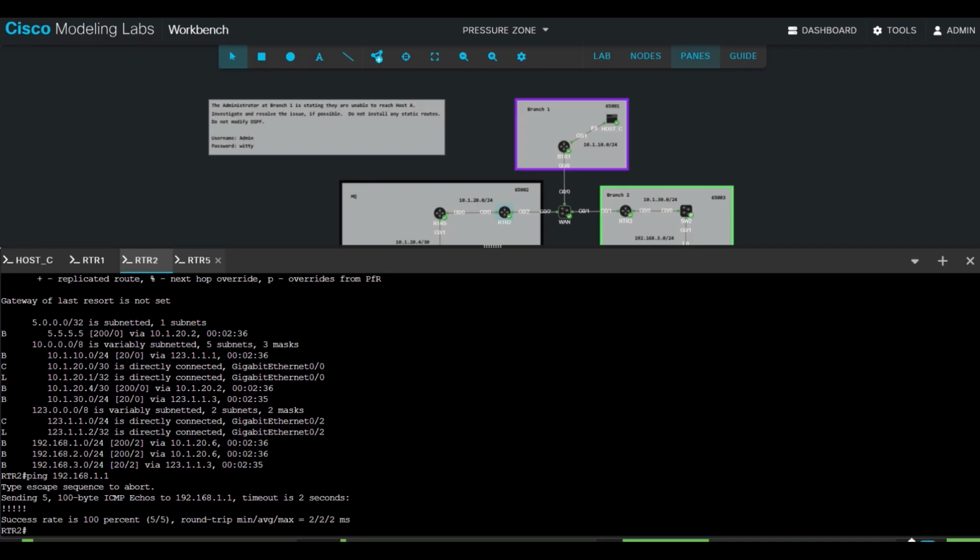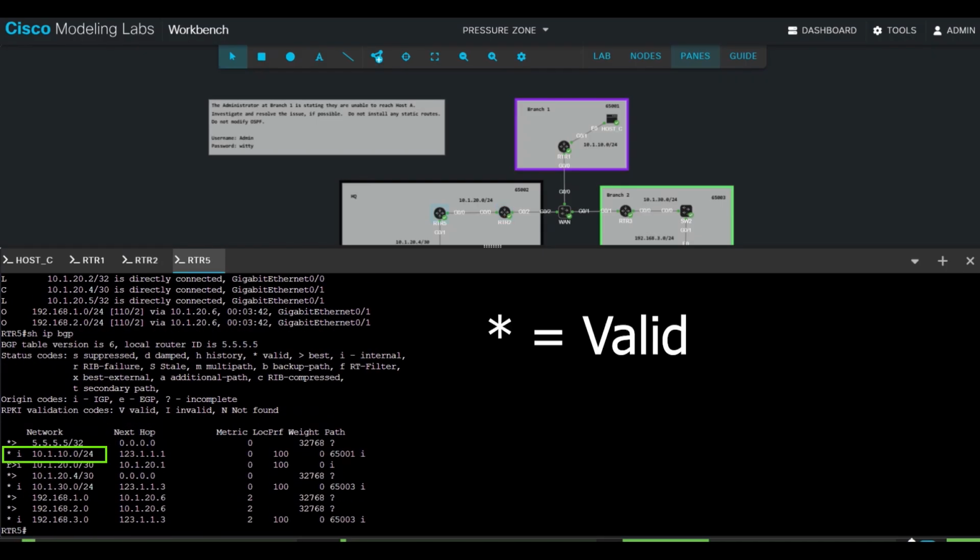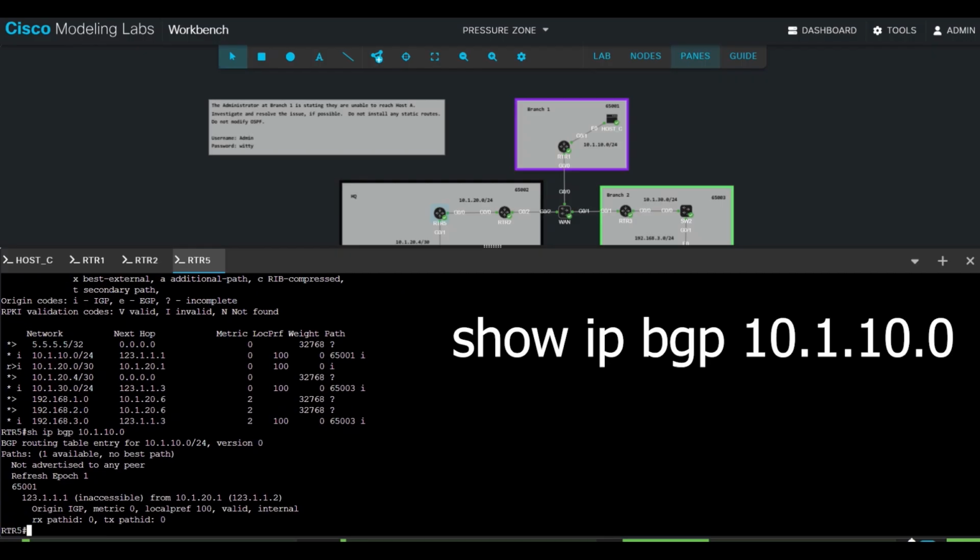Router 2 is learning BGP routes from Router 5. We see that Router 5 is receiving the routes. They are valid, but even as the only route, they aren't the best. For a BGP route to be placed in the RIB, it must be valid and best. Issue the command show ip bgp 10.1.10.0 to see more detailed information.